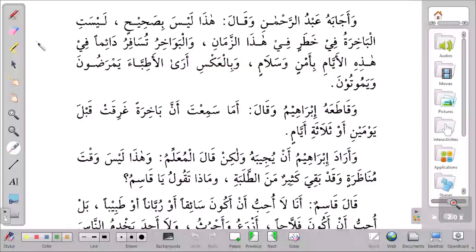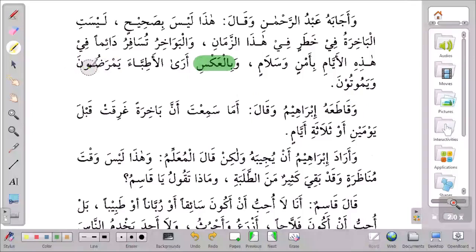Wa bil aks, and on the contrary. This is an expression. When I say bil aks, on the contrary. Like in English we say on the contrary. So when you are coming to contradict a particular statement, we usually use this expression, bil aks, on the opposite, or we say on the contrary. Wa bil aks ara atibba'a, I see. So he's saying that on the contrary, I see the doctors, yamraduna, falling sick, wayamutun, and dying.